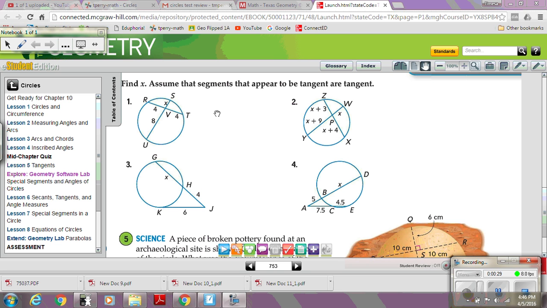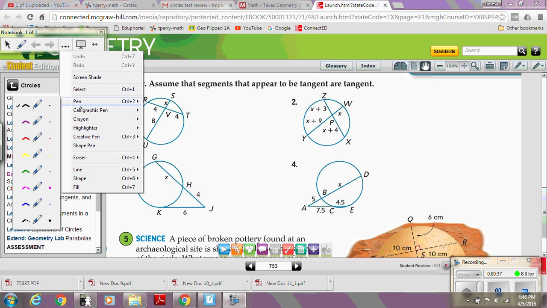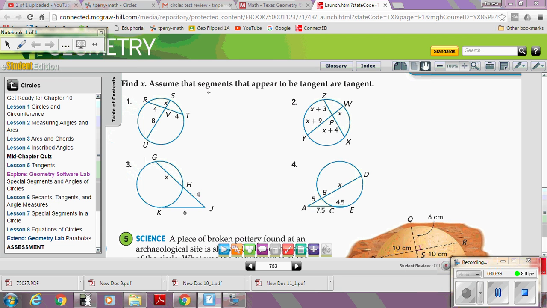For number 1, we're going to find x. I believe, don't quote me, we're going to use theorem 10.15 for two chords. And it says when you have two chords, it's part times part equal to part times part.